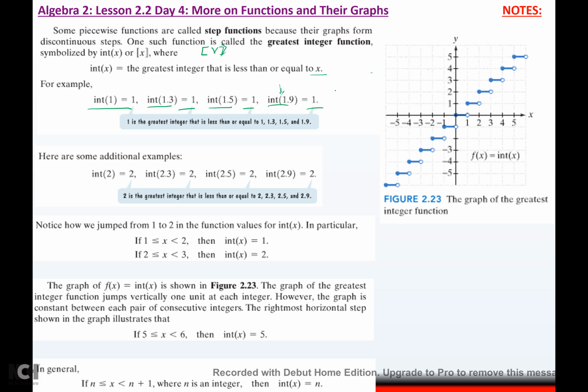I can't go over. So for example here, the greatest integer of 2 is 2. 2.3 is 2. The greatest integer of 2.5 is 2. 2.9 is 2. You always basically round down. Okay, and you end up with these functions.